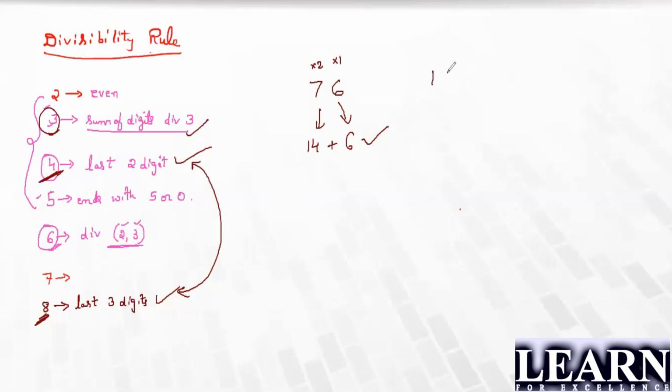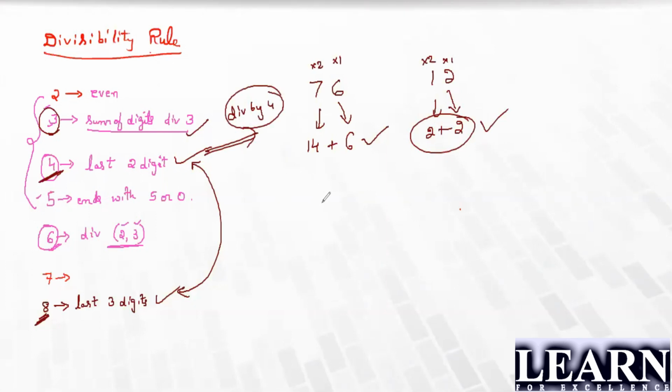I can take 12. That is nothing but 2 plus 1 times 2 is 2. 2 plus 2 is 4. Yes, it is divisible by 4. This is for divisibility of 4. Please make a note of this. What is the general case? I need to take two digits, A and B, in reverse order. What I have to take is B into 2 plus A into 1. If it is divisible, then it is divisible by 4.